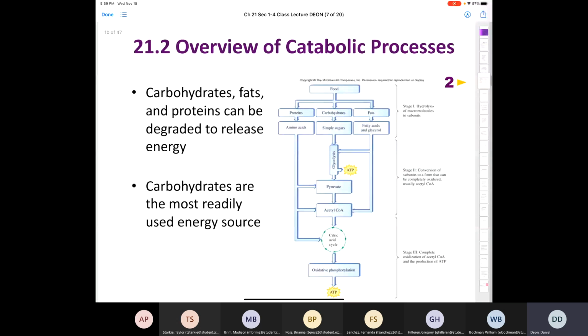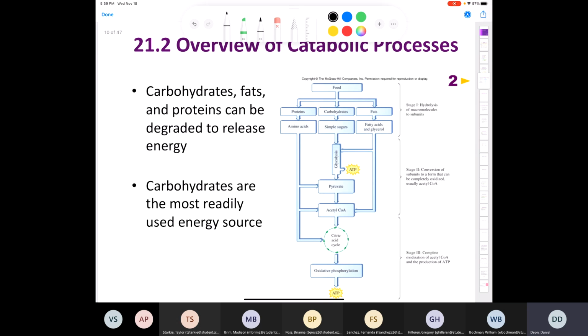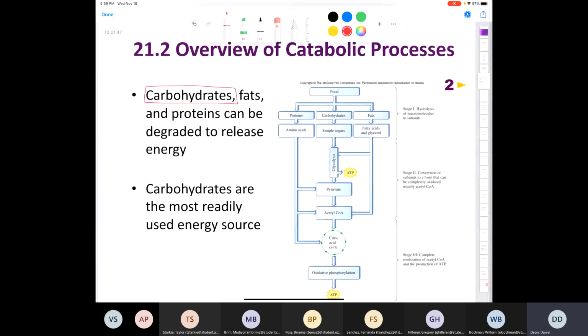Now, our book, I find, goes into quite a lengthy introduction to this chapter. I'm going to go over section 21.2 quickly because all of the topics mentioned on this slide are covered in chapters 20, 21, 22, and 23. But it says here, overview of catabolic process. In this chapter, we're going to focus on the catabolism of carbohydrates. That's going to be our main focus in chapter 21. But the idea is that, as human beings, we don't just consume carbohydrates, we also consume fats and proteins.